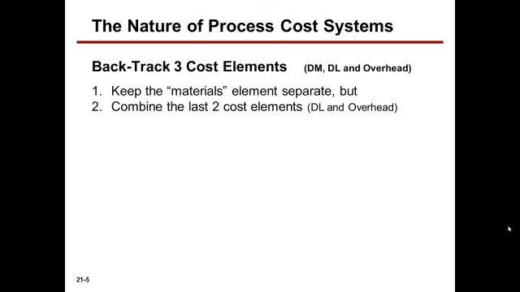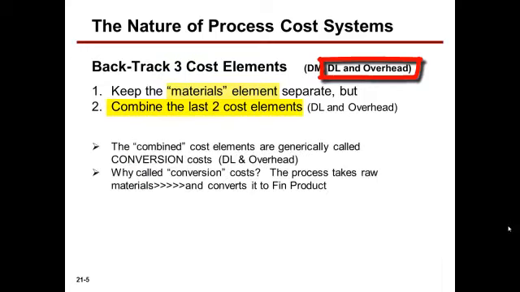Let's backtrack, though, at our three cost elements of manufacturing: direct material, direct labor, and overhead. We're going to keep the materials element separate, but we're going to combine the last two cost elements, that is, direct labor and overhead. The combined cost elements are generically called conversion costs. Again, direct labor and overhead. Why is it called such? The process is taking raw materials and converting it into finished product.